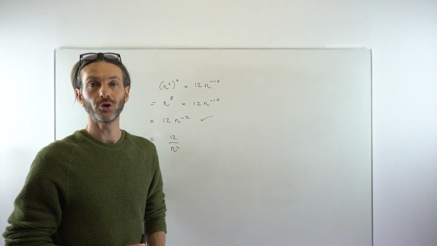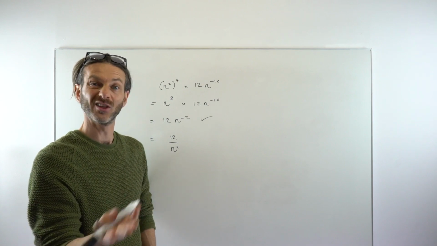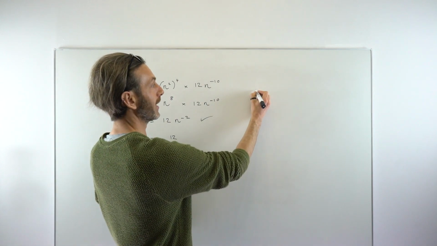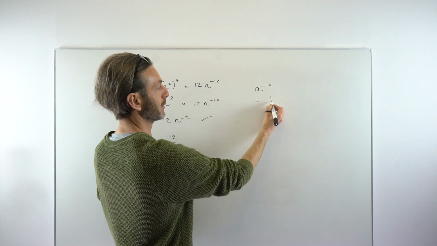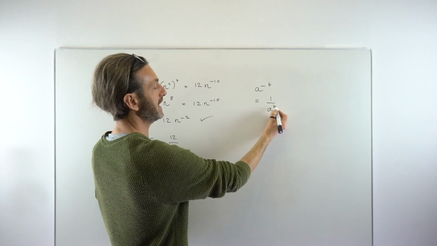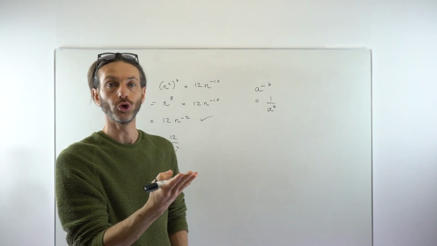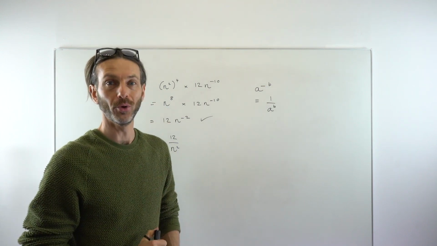Chuck it on the bottom of the fraction, change it from a negative to a positive, and that's all you need to do. The rule for that, if you like, is that if you've got a to the power of minus b, that's the same as 1 over a to the b. In other words, if it's negative on the top, put it on the bottom, change it to a positive power.